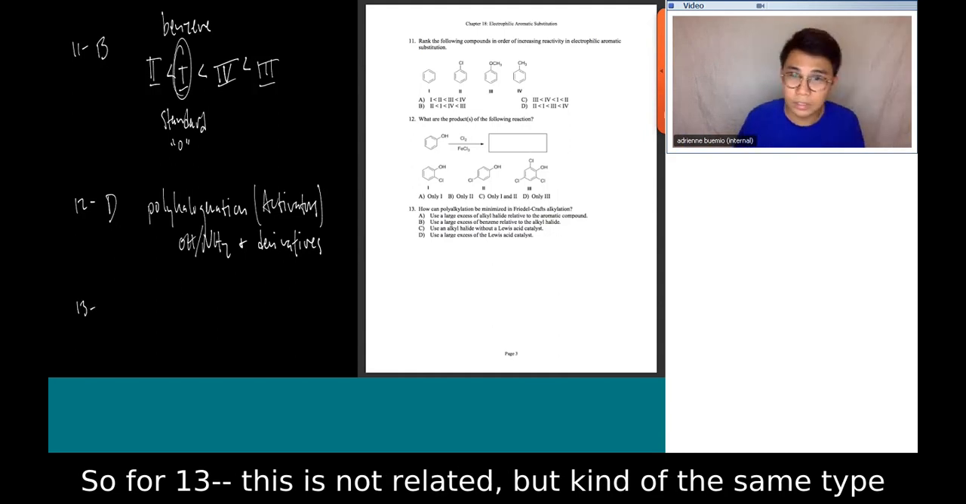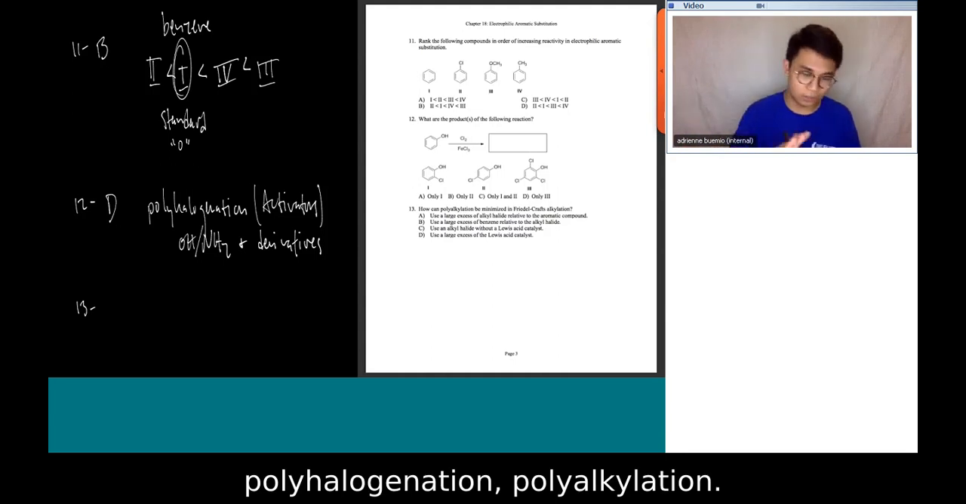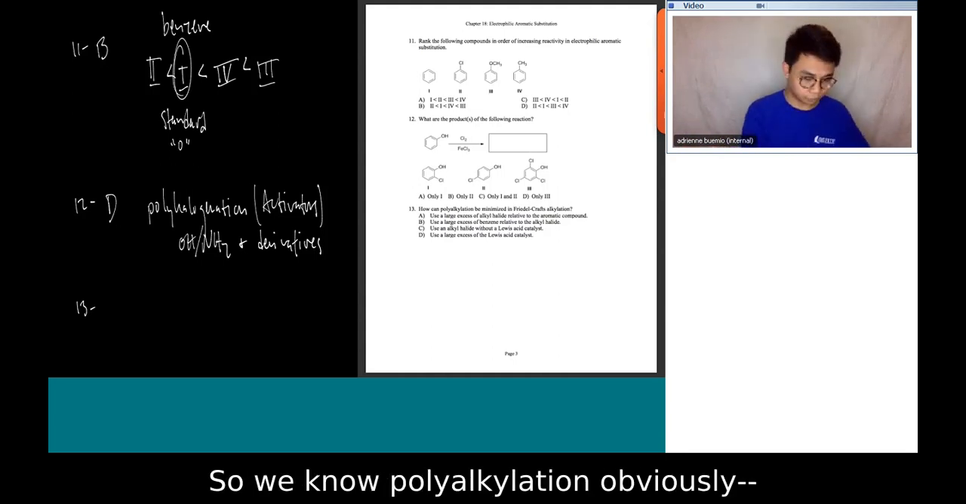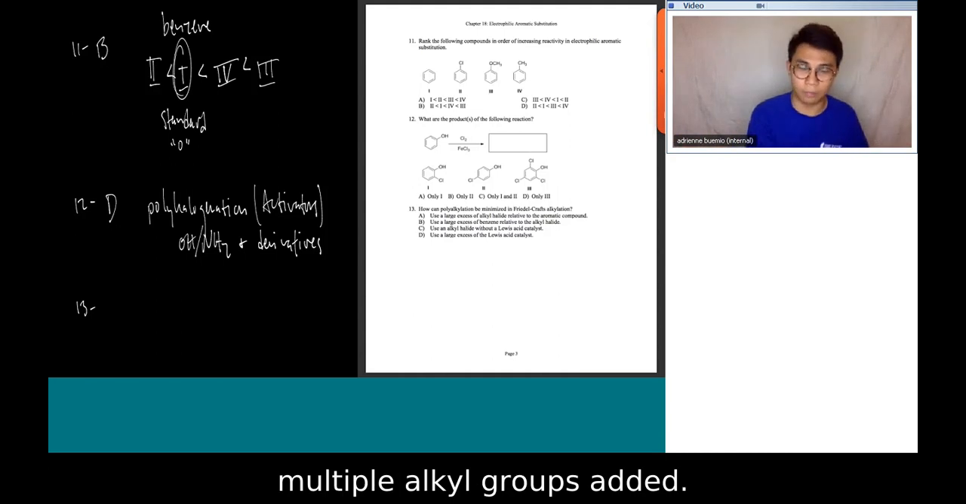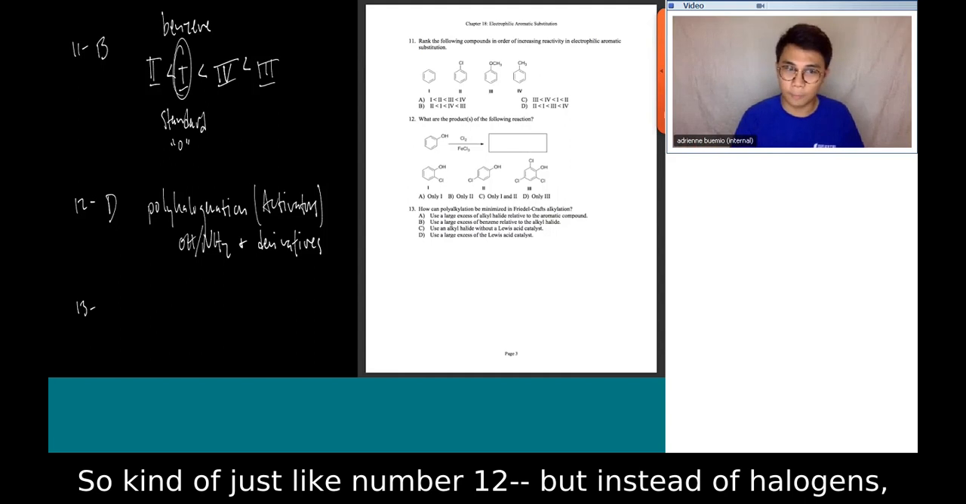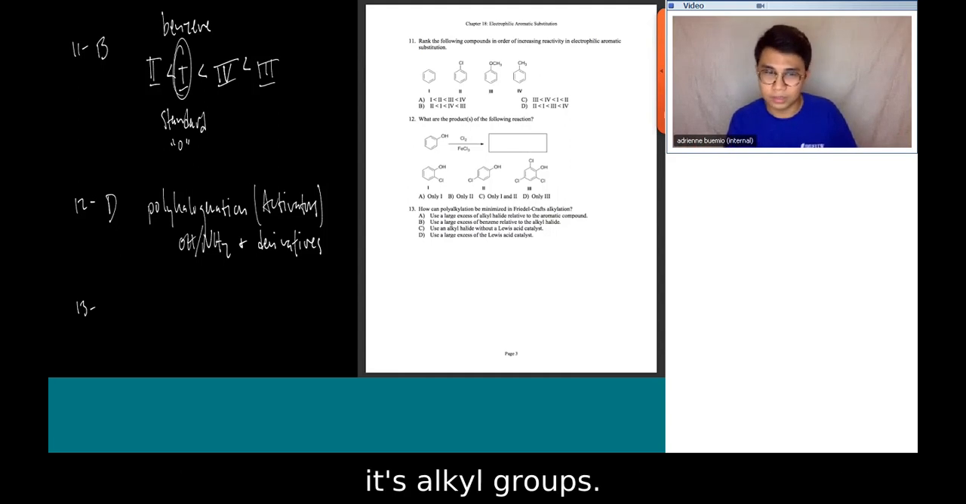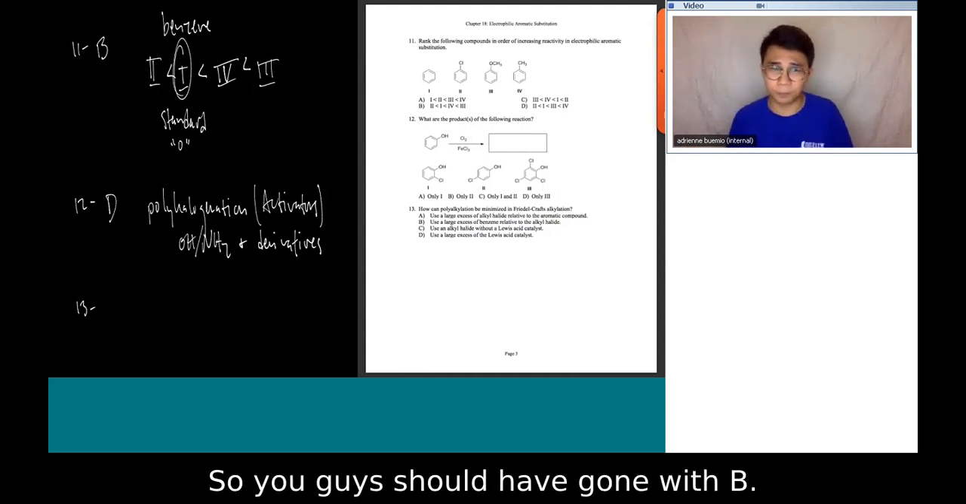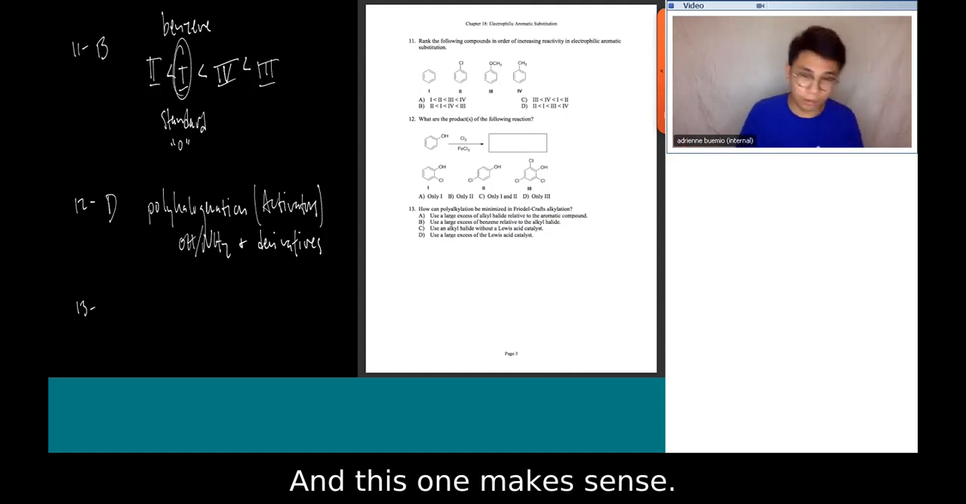So for 13, this is kind of not related, but kind of the same type of concept with the polys, right? Polyhalogenation, polyalkylation. So we know polyalkylation means multiple alkyl groups added. So it's kind of just like number 12, but instead of halogens, it's alkyl groups, and this is Friedel-Crafts. So you guys should have gone with B, and this one makes sense.